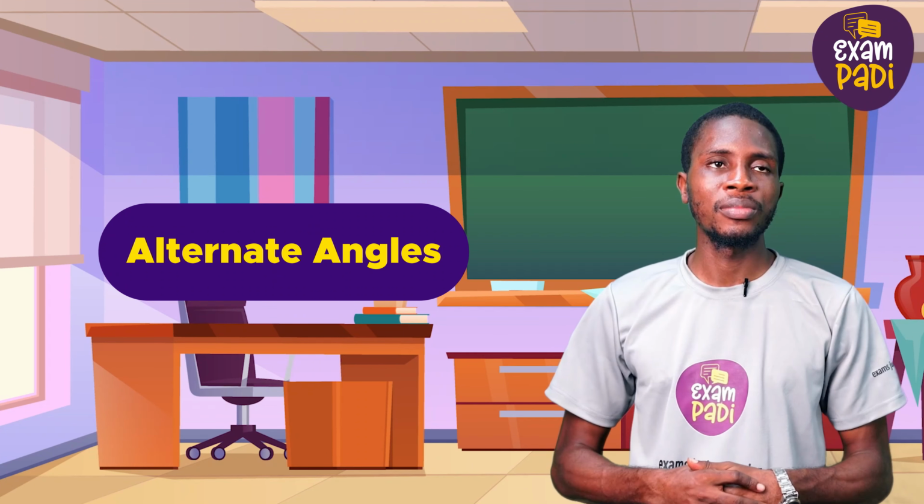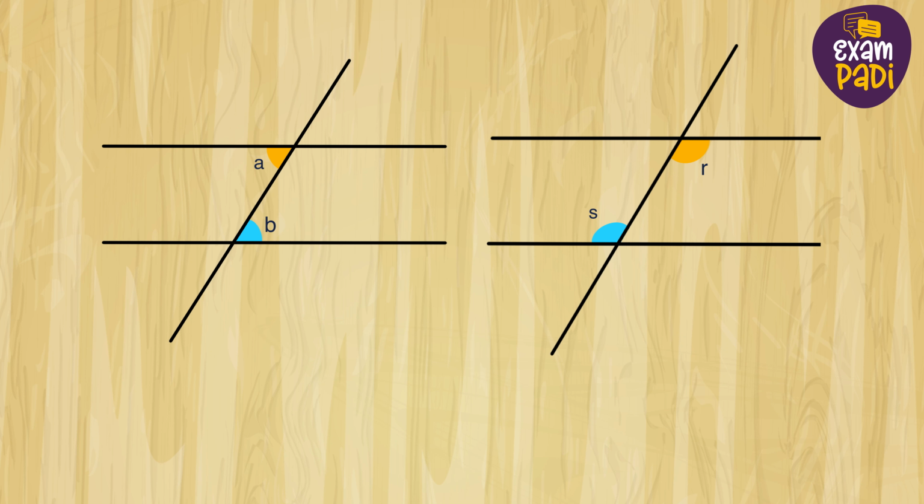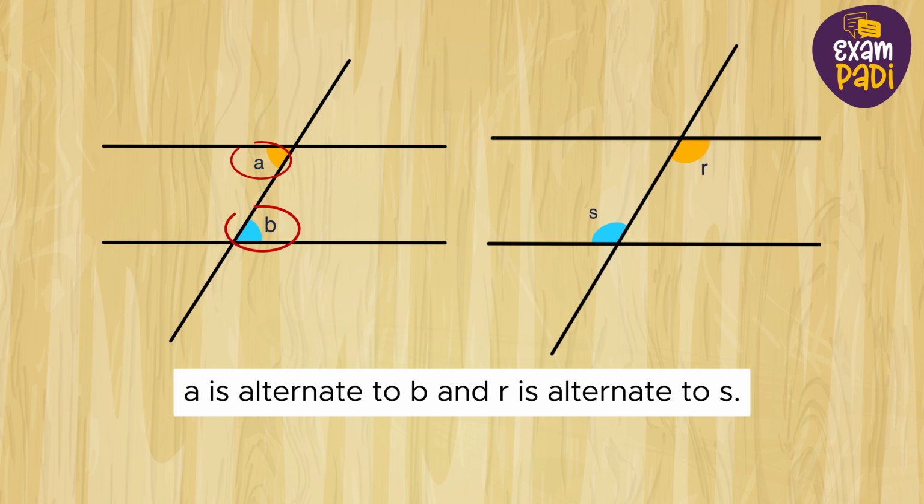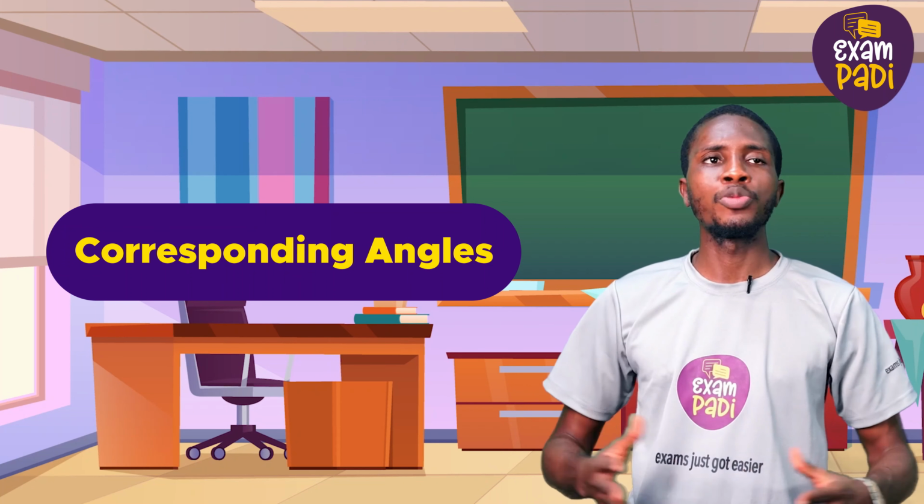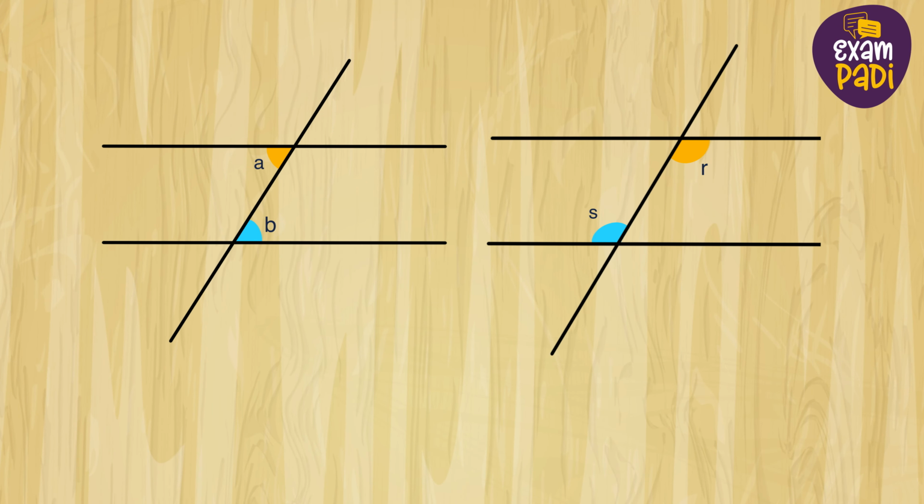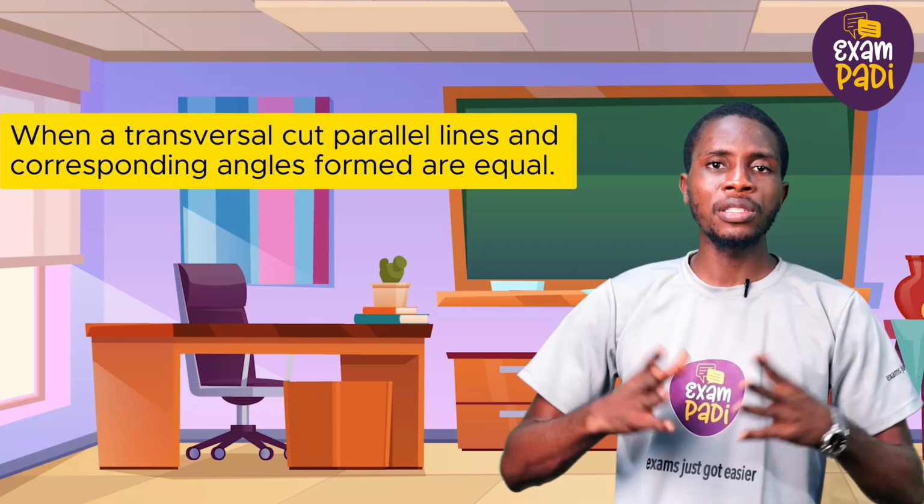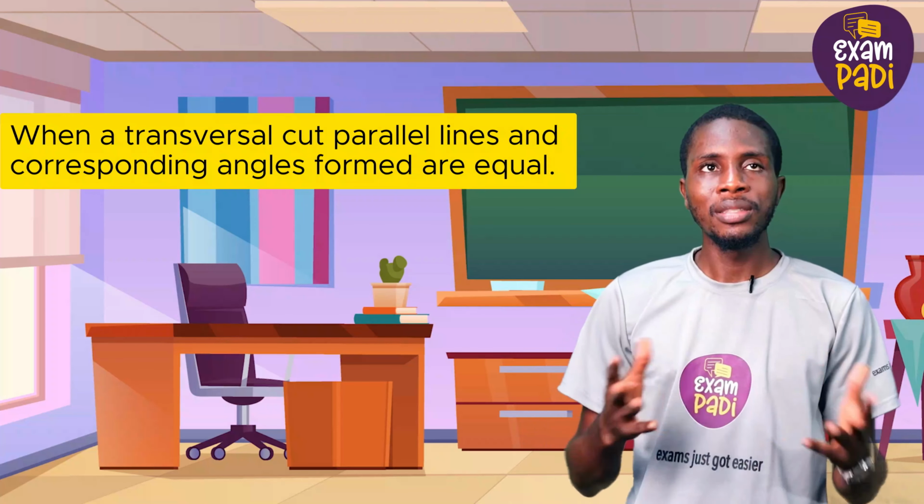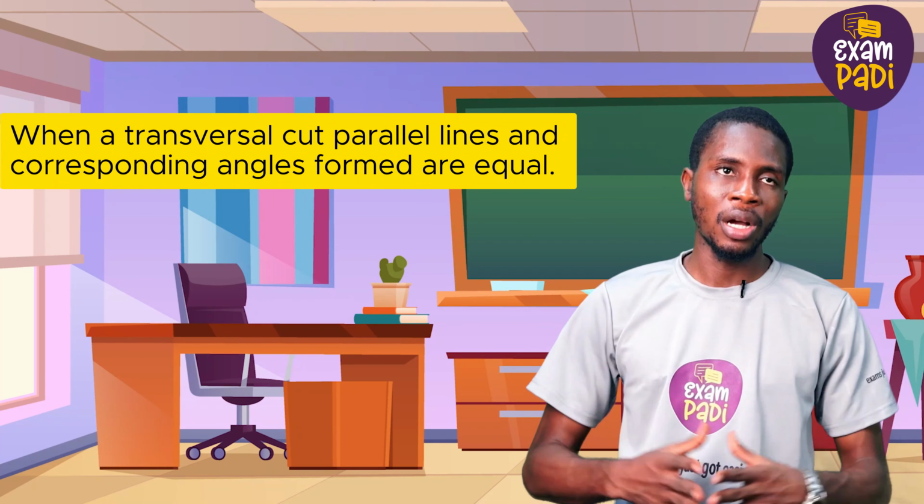Alternate angles. Alternate angles are equal. In the diagram displayed, A is alternate to B and R is alternate to S. Corresponding angles. Corresponding angles are equal. Note that angles X and Y are called corresponding angles, while angles P and Q are called corresponding angles. Therefore, when a transversal cuts parallel lines, the corresponding angles formed are equal.